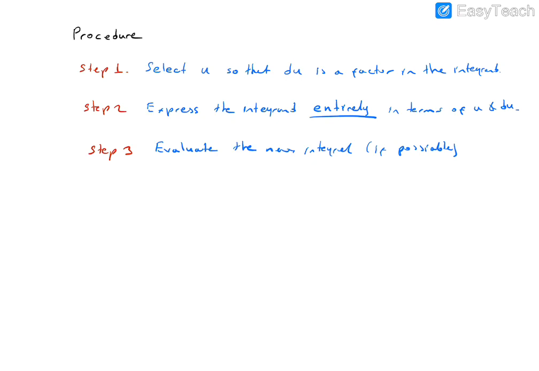As a last step, which is step 4, express the antiderivative found in step 3 in terms of the original variable. So you should turn back to your original variable. Express the result in terms of the original variable.